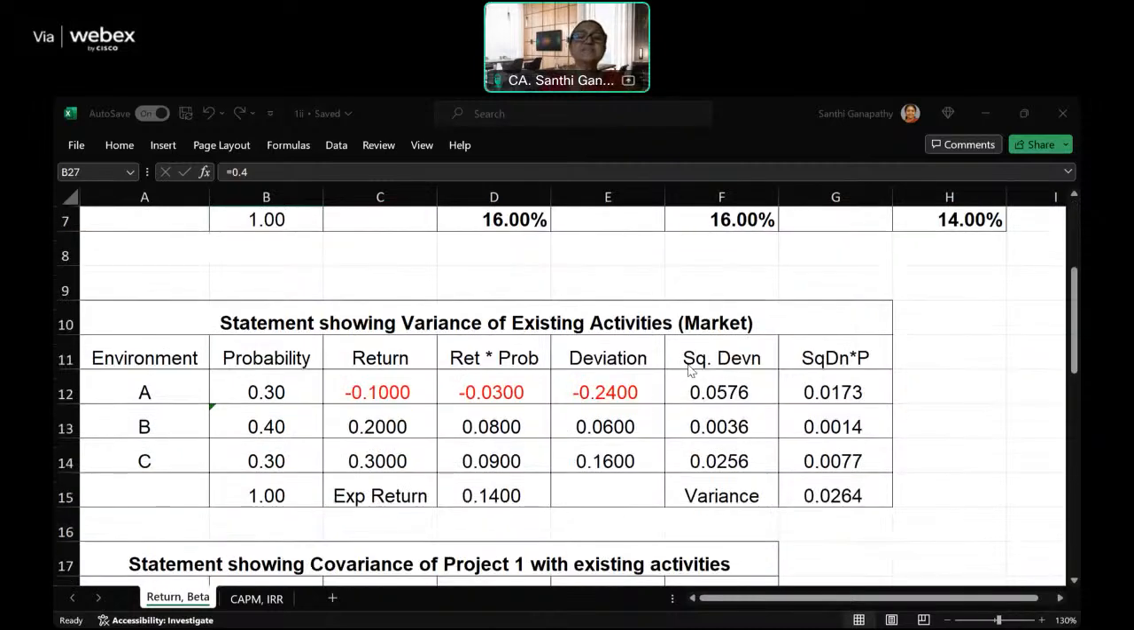How will we find the variance? First, we know that existing activities has taken the place of market. Therefore, the environment, the probability, the return into probability. Here I've taken it as a decimal instead of a percentage. Then what is the deviation? The square deviation into probability, get the variance.